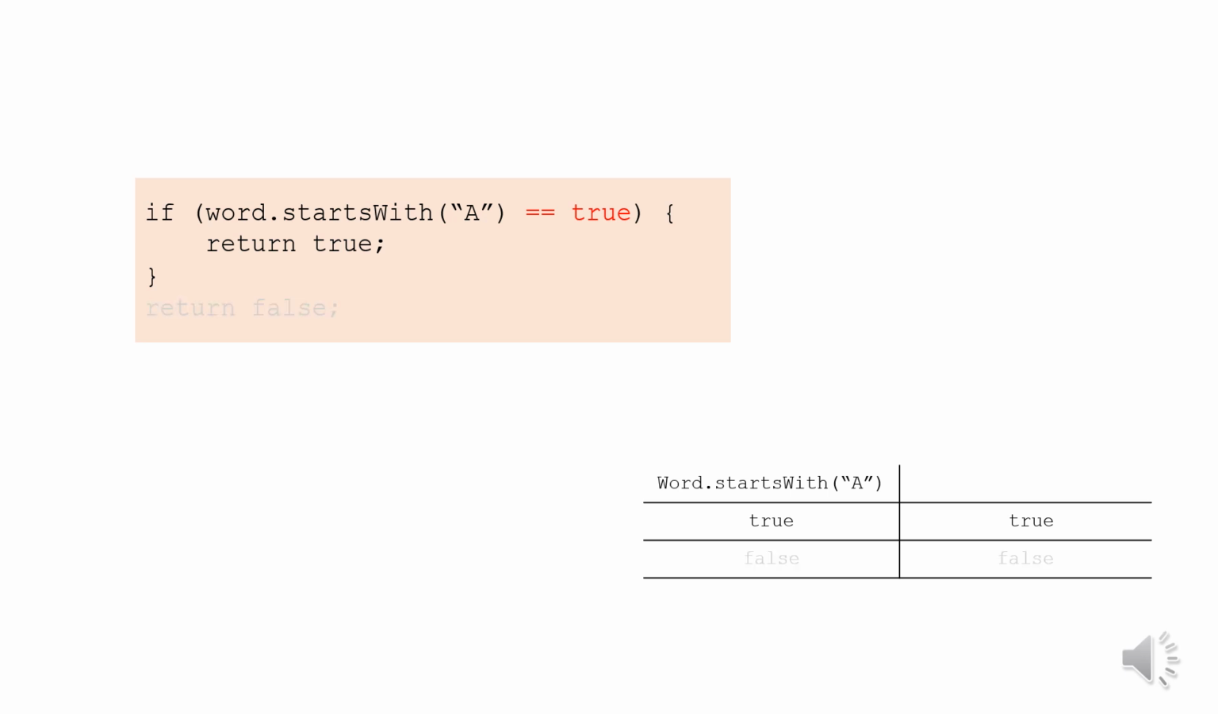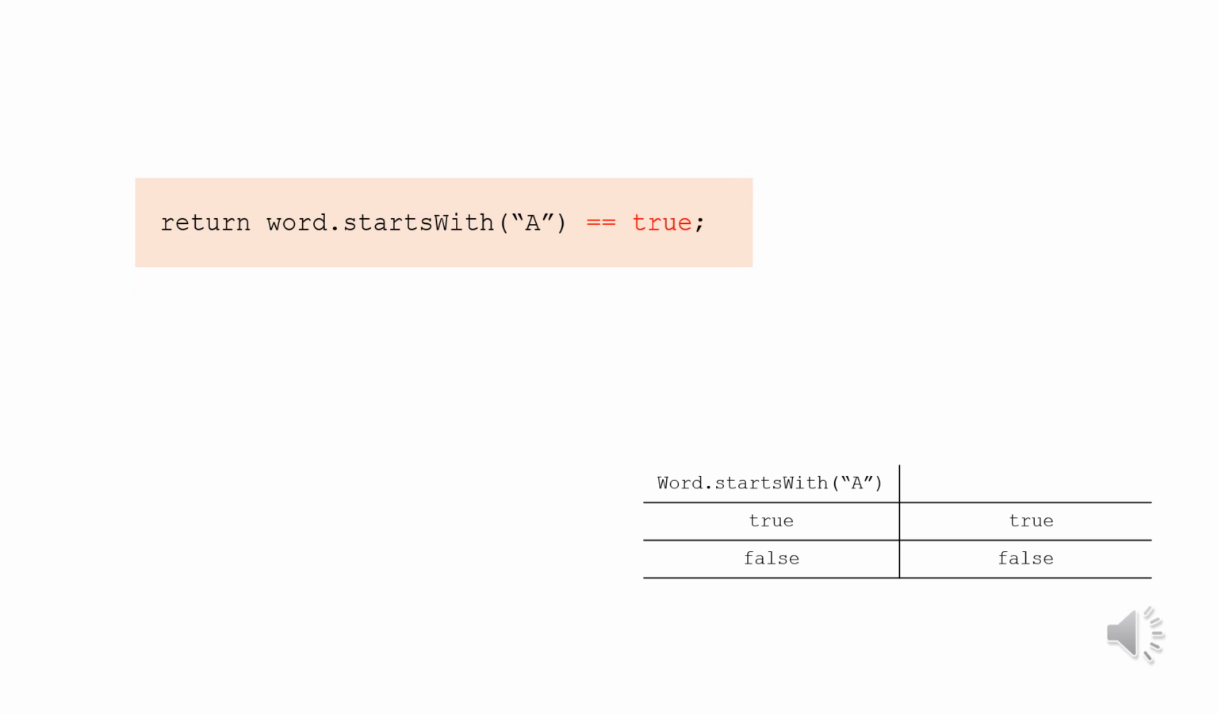The program checks whether word starts with A or not. When this condition is true, the program returns true. In other scenarios, when the word does not start with A, it returns false. Okay, so when word starts with A, the program returns true, and when it does not start with A, when this condition is false, the program returns false.